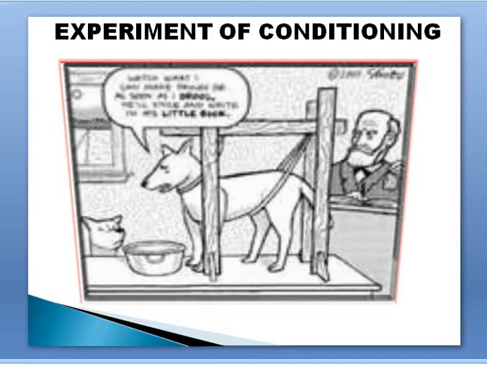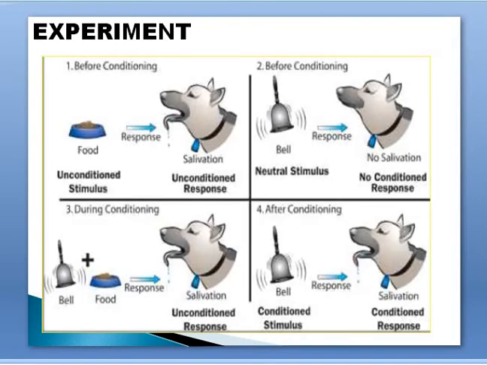Here you can see unconditioned stimulus is food, unconditioned response is salivation, neutral stimulus is bell, and no conditioned response is here. You can see this is before conditioning. During conditioning, this is the process: bell, food, response, salivation. And after conditioning, conditioned stimulus and conditioned response.